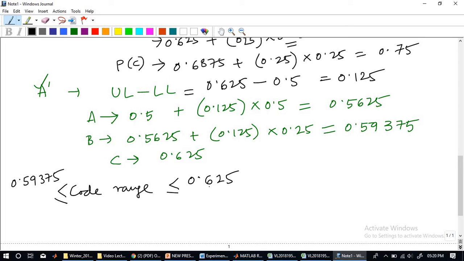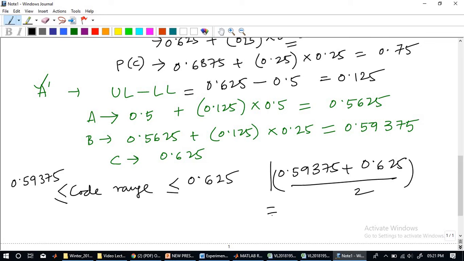Now, different books prefer different things. Since there can be multiple answers to this, usually what we prefer is to take an average of the lower and the upper values. So you take an average of 0.59375 plus 0.625 divided by 2. Tell me the answer for this. So that will be the unique arithmetic code for the sequence BSC.